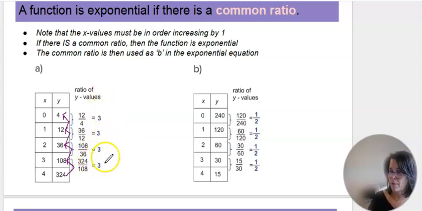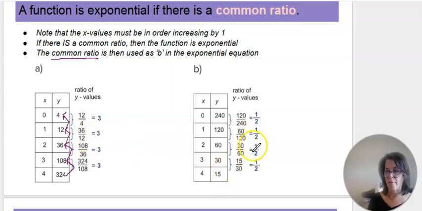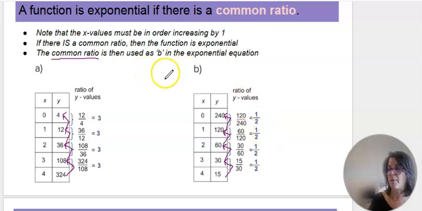If we get the same answer every time, it's called a common ratio, and that means that the function is exponential. This works here too. You can get whole numbers, you can get fractions, you can get decimals. If it's a match by dividing, working from the end back to the beginning, y values only, then that is the common ratio and the function is exponential. So now I'm going to show you how we'll use that common ratio in an exponential equation.